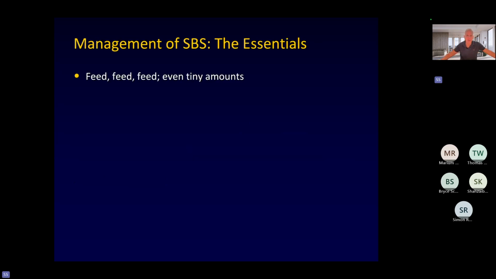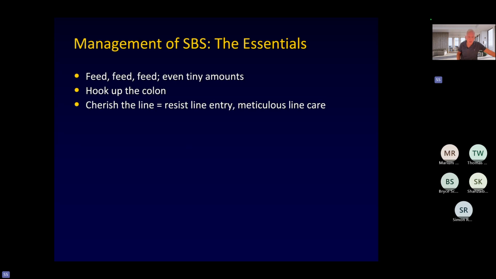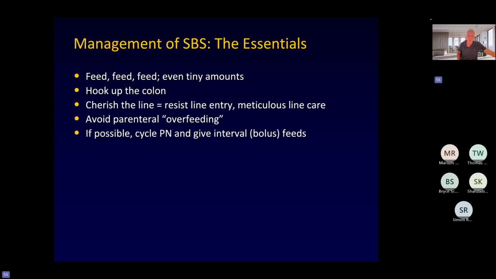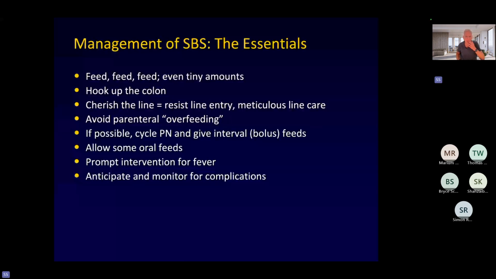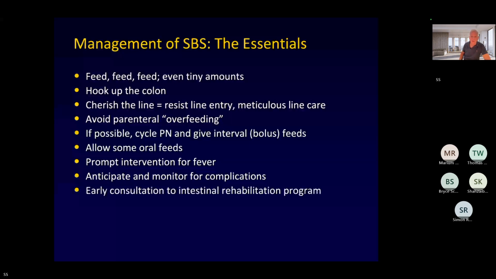So the essentials of managing intestinal failure liver disease: feed even in tiny amounts, hook up the colon, cherish the line, resist line entry, engage in meticulous line care, avoid parenteral overfeeding if possible, cycle parenteral nutrition and give bolus feeds, allow some oral feeds, prompt intervention for anything that might even suggest a bacterial infection, anticipate and monitor for complications, early consultation to intestinal rehab program.